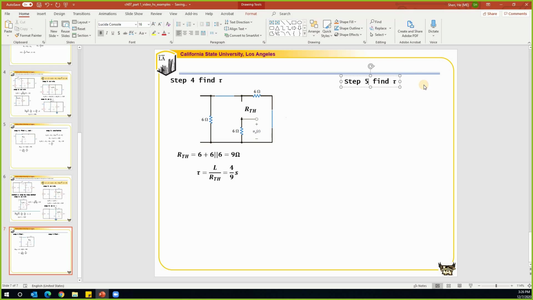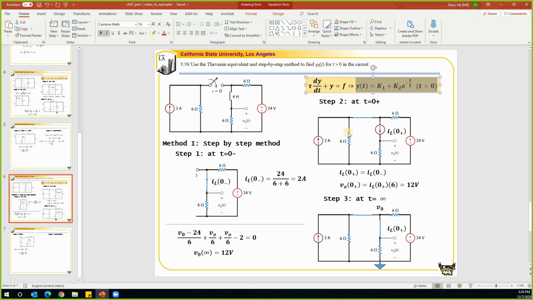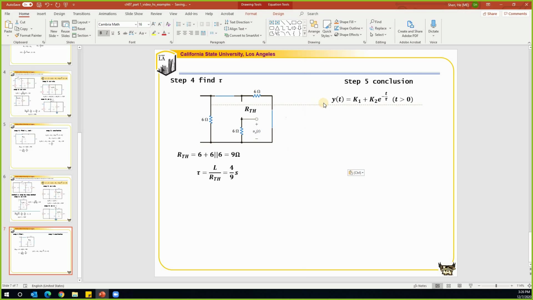Step 5, we're going to draw the conclusion. VO of t is equal to this form, that is equal to K1 plus K2 times e to the power of negative t over tau. Tau is given already.